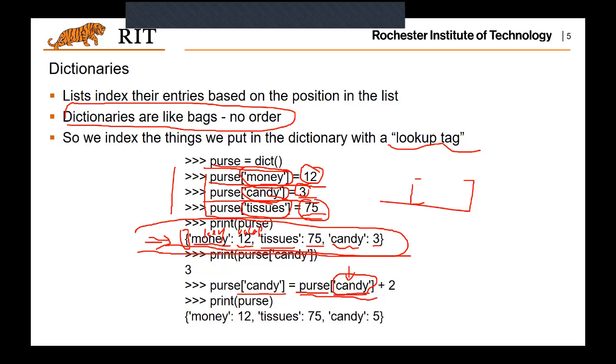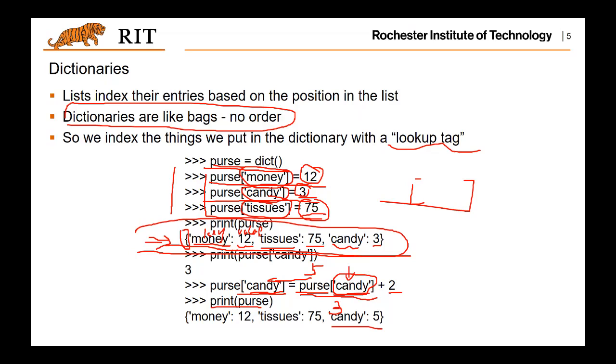In this case, now it's 3, right? And you want to increase it by 2. It turns out the right hand side is 5, and you assign the 5 to this candy key again, and if you print it out, you will see the value associated with candy is 5. So that's how this dictionary works. It's just like you are looking up tags in a dictionary, right? Find the tag and then you can access those words in a dictionary, right?